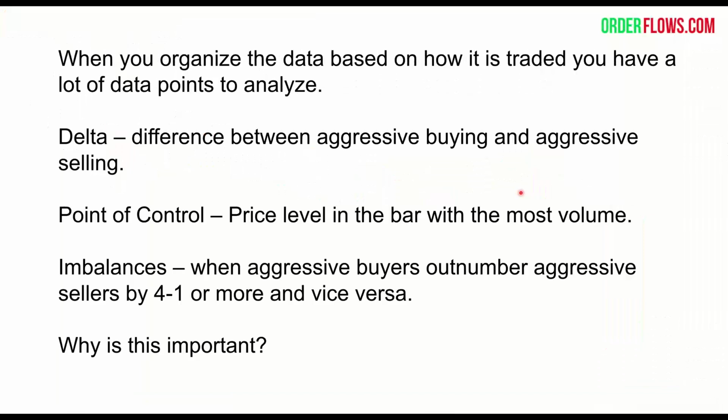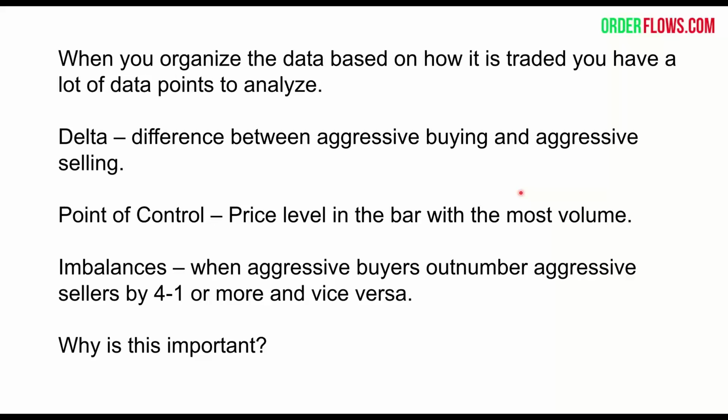Now, once you have a footprint chart, you've got to realize there's sort of the basic information you're going to look at, right? Well, there's three: delta, point of control, and imbalances. Delta is the difference between the aggressive buying and aggressive selling in the bar, all right? And that's important. I'll talk about that in a minute. Point of control is the price level in the bar with the most volume, okay? And that's important. All these are important. That's why I'm talking about them.